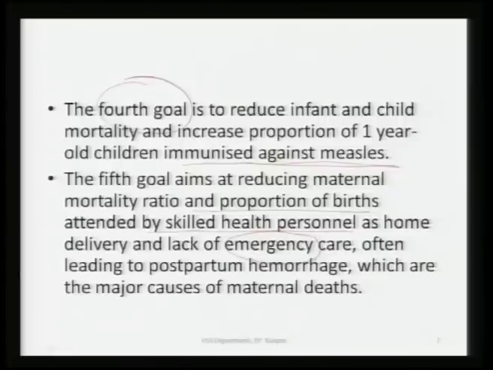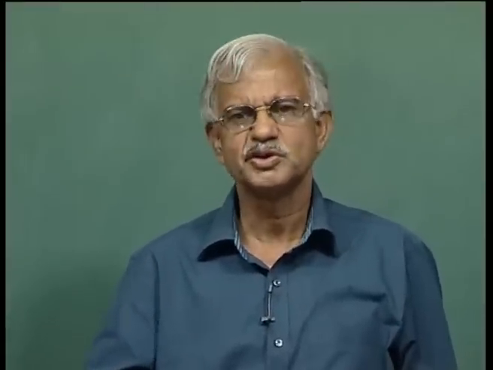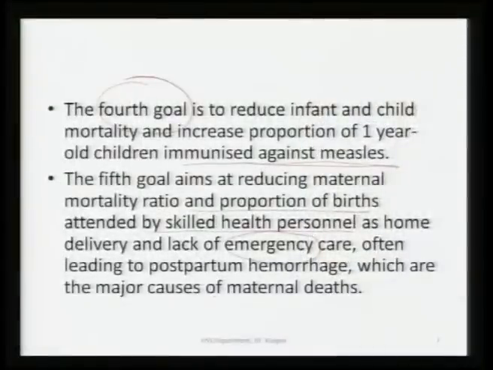So, when there is a lack of emergency care, either because delivery does not take place in an institution or it takes place at home in the absence of a trained nurse or midwife, and there is postpartum hemorrhage, PPH, and there is no knowledge or facility of transportation, no roads or no van, no car, no telephone numbers, no information, or no motivation to take women to the nearest PHC or CHC, then this postpartum hemorrhage often leads to death of the mother. So, these are two major causes of maternal death, and the fifth goal aims at reducing them.